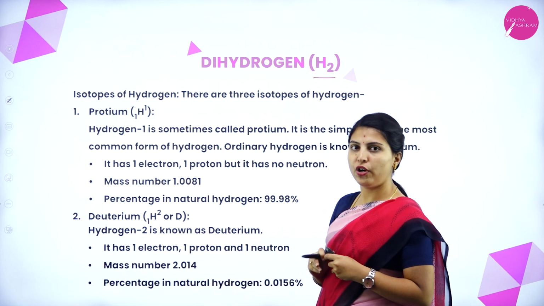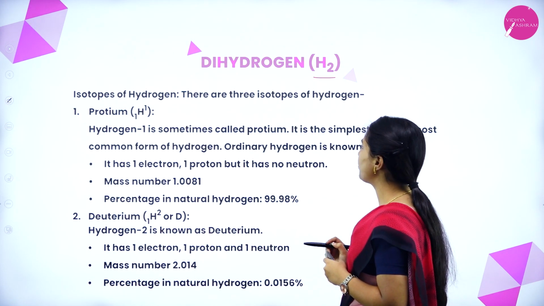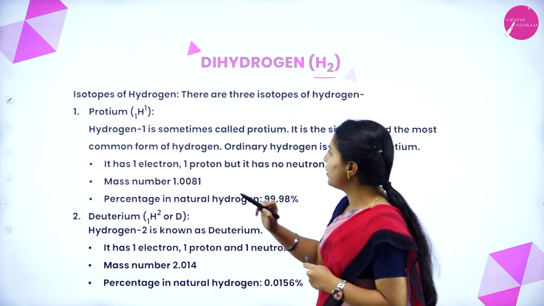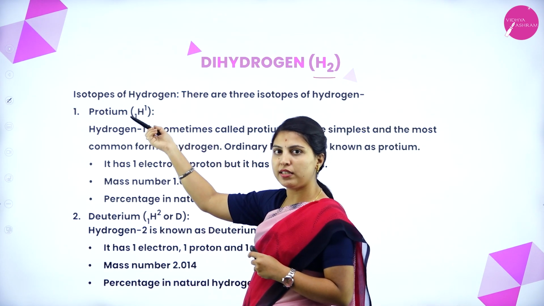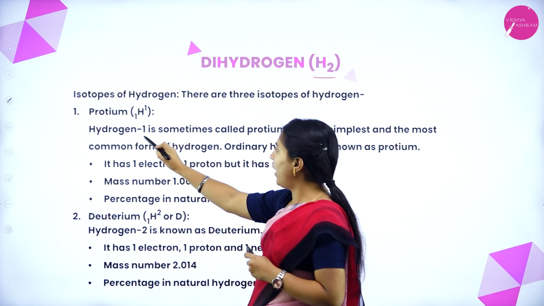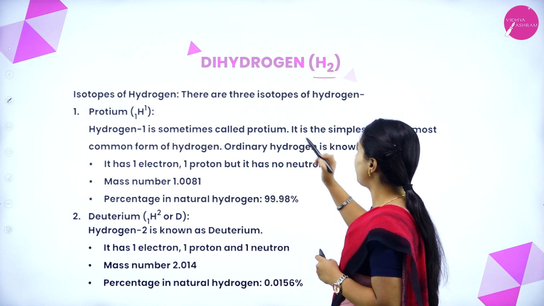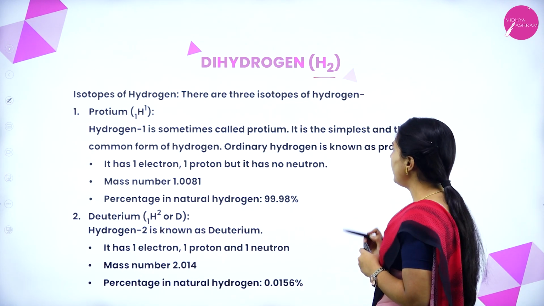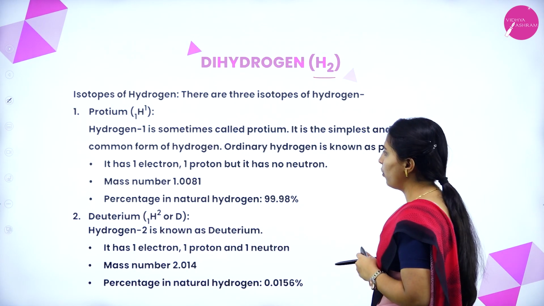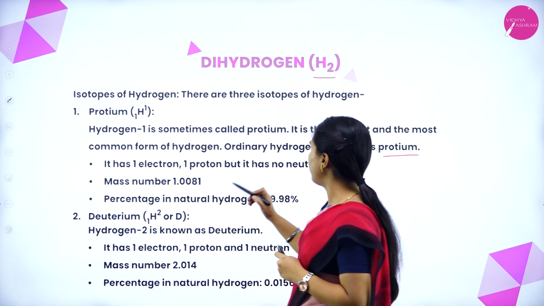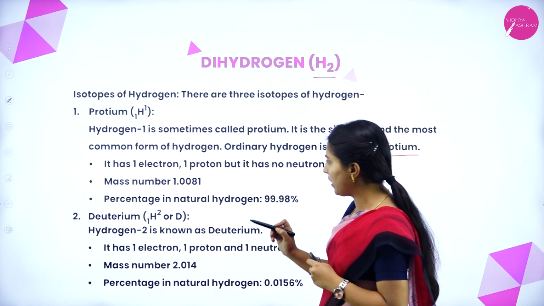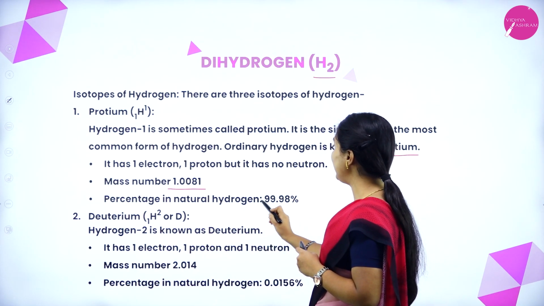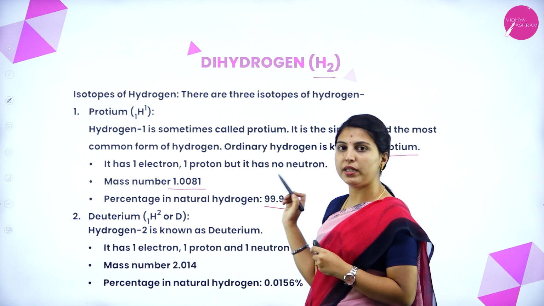First we will see isotopes of hydrogen. There are three isotopes of hydrogen: protium, deuterium and tritium. We will see the first one, protium. Its atomic number and mass number are both one only. Hydrogen-1 is sometimes called protium. It is the simplest and the most common form of hydrogen. Ordinarily, hydrogen is known as protium only. It has one electron, one proton, but no neutron. Its mass number is 1.0081, percentage in natural hydrogen 99.98%, because it's the common kind of hydrogen.